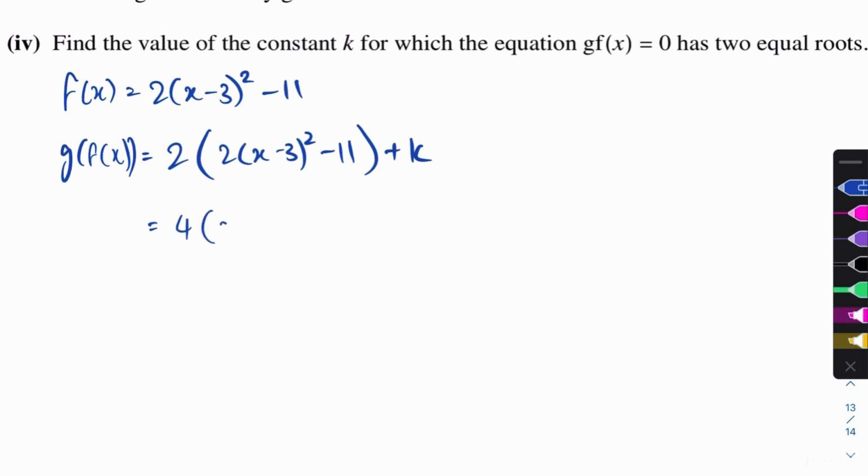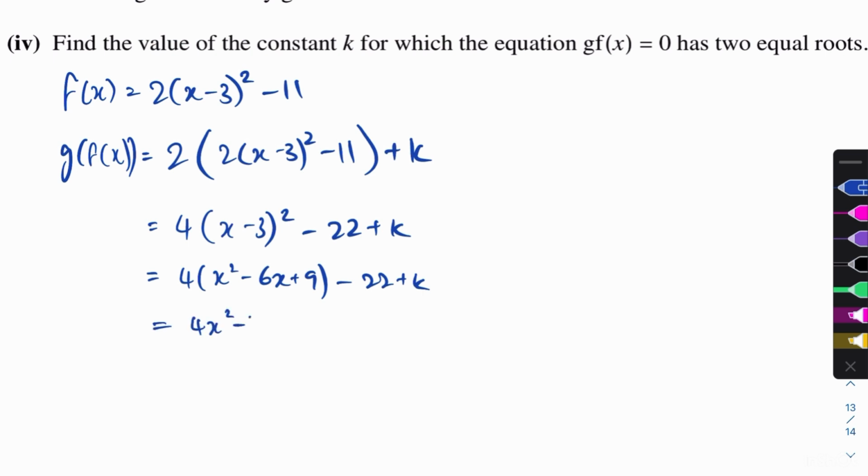So we've got 4(x minus 3) squared minus 22 plus k. I'm going to expand it some more. So 4(x squared minus 6x plus 9) minus 22 plus k equals 4x squared minus 24x plus 36 minus 22 plus k. 4x squared minus 24x. 36 minus 22 is 14, plus k.